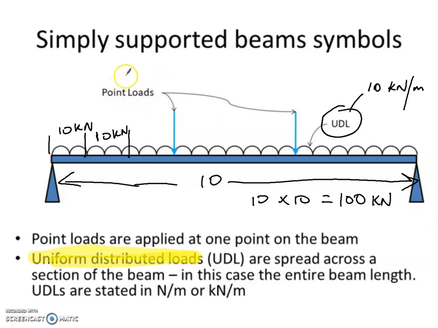We can also have point loads. So these are loads which just act at one point. So this could be 200 newtons or 200 kilonewtons, 50 kilonewtons. Those could be stationary objects, or the leg of a piece of steelwork coming down and sitting on the beam. So they are applied at one point.